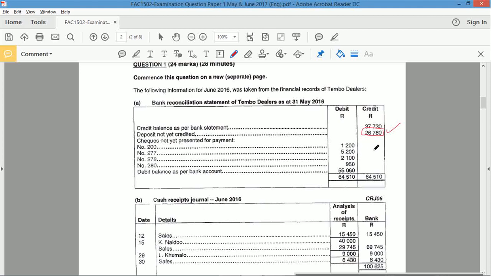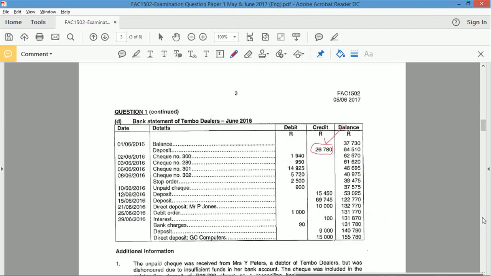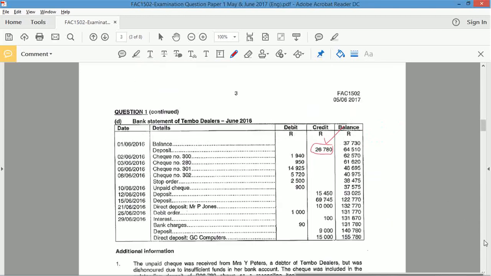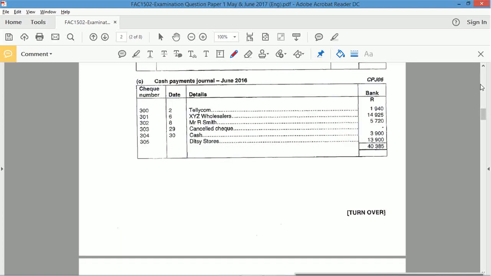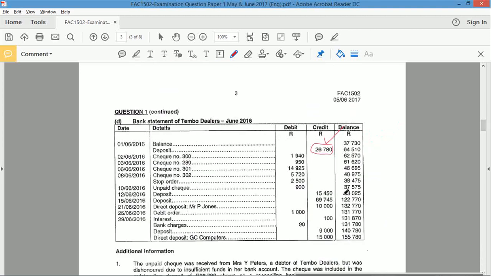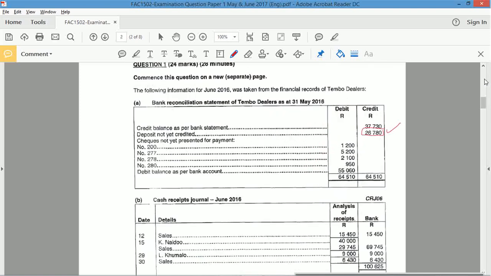Checks not present for payment. Check 200. Is check 200 there? No. I've got check 300, 1940. 1940, not there. I've got 5,200. It's 5,200 there. Yes, no, it's also not there. Go back. I've got 2,100 and 950. 2,100, 950. Okay, 950 is there. Okay, so this one I can tick. Tick that one. 950, 950, tick that one.